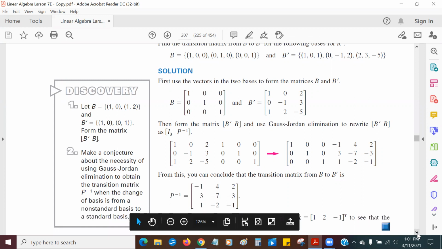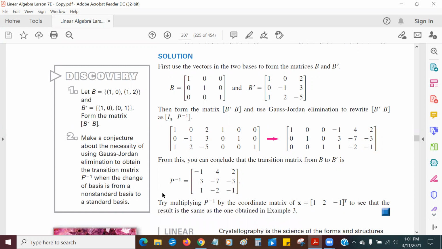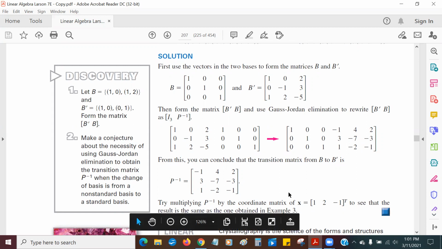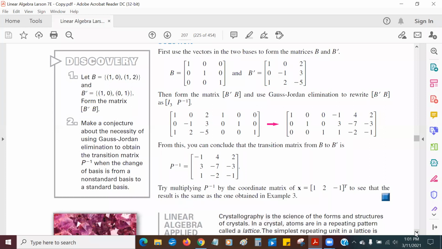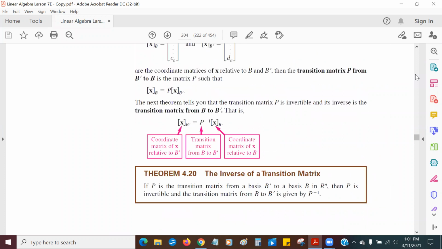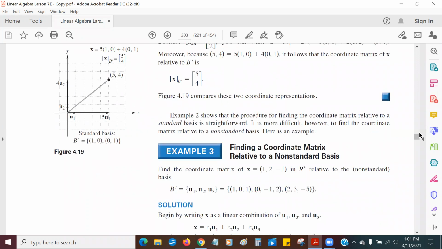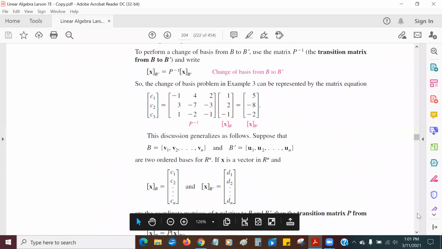I'm just going to write it individually. This here, which I just copied, is P inverse. So if we multiply P inverse times the coordinate matrix 1, 2, -1, the result is going to be the same result that we got when we did example 3. What was it in example 3? I think it was 5, -8, -2.